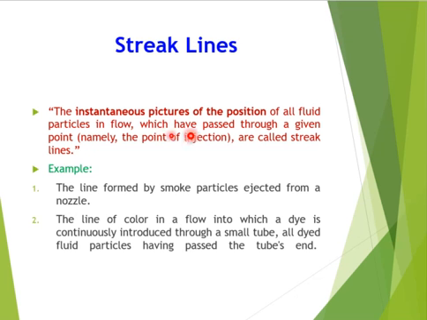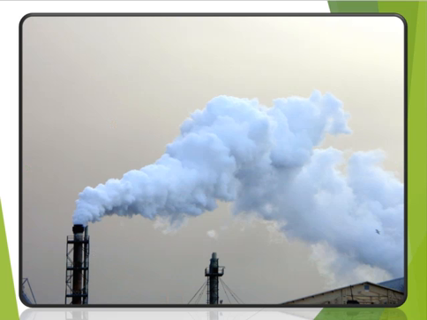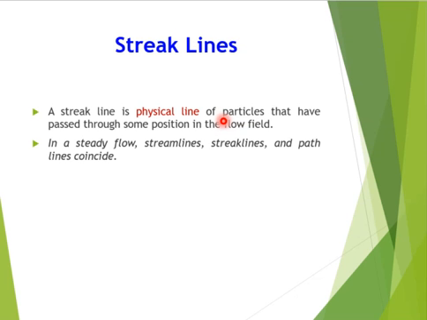The instantaneous picture of the motion of all fluid particles in the flow which have passed through a given point is called a streak line. Examples are the line formed by smoke particles ejected from a nozzle, or the line of color in a flow into which a dye is continuously introduced through a small tube. All dyed fluid particles have passed the tube, and these are examples of streak lines. So a streak line is a physical line. Unlike a streamline, which we have discussed is an imaginary line, a streak line is a physical line of particles that have passed through some position in the flow field.